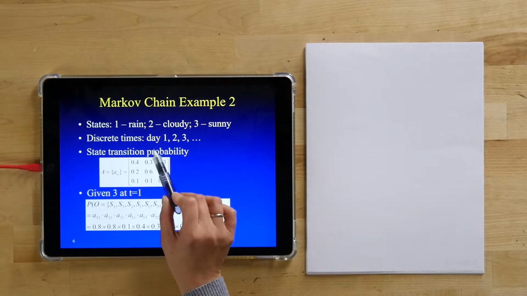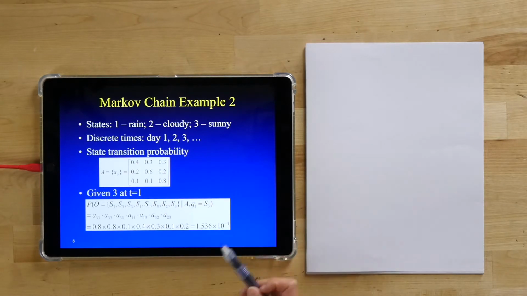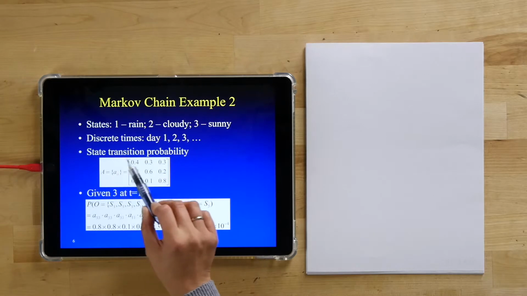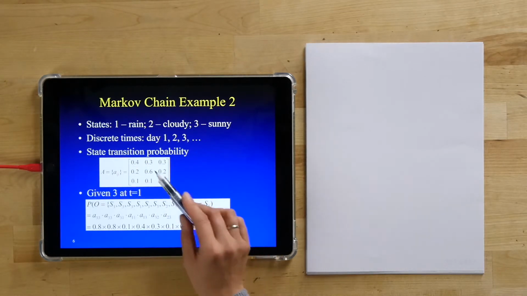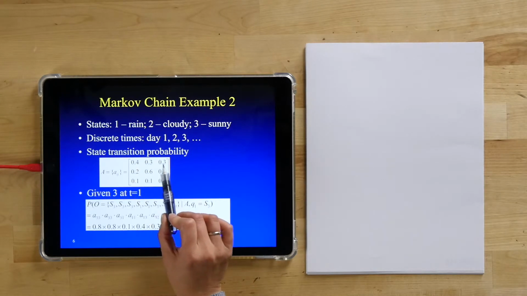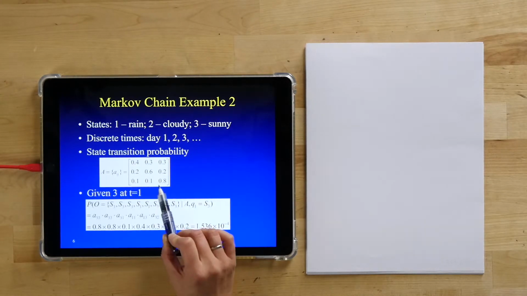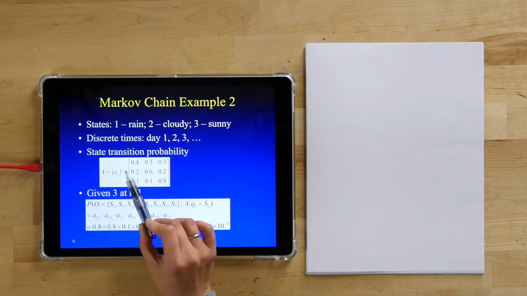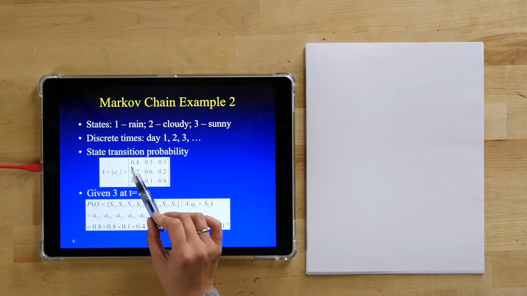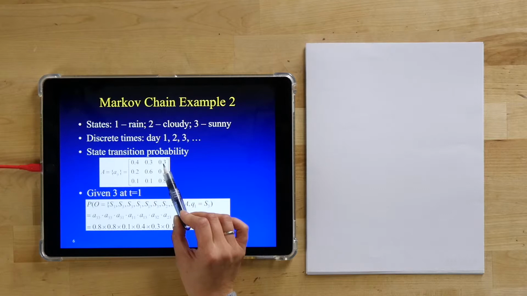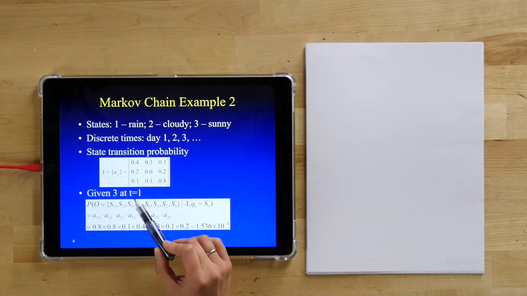And the discrete times are day 1, 2, 3, the weather of each day. And the state transition probability, we're making up this state transition probability, and you can see here every row needs to add up to 1. And the first row means if the previous day is a rainy day, what is the chance the next day is going to be raining, cloudy, or sunny? In this case, 0.4, 0.3, 0.3.